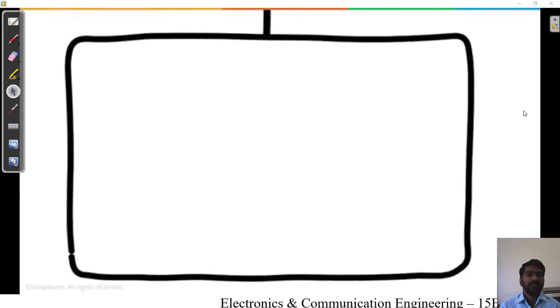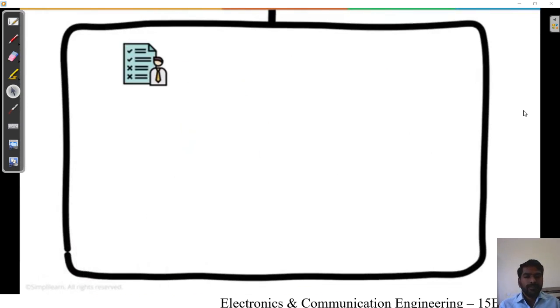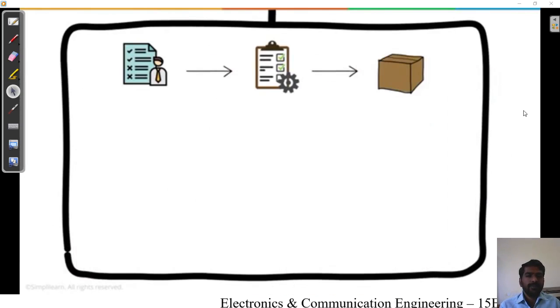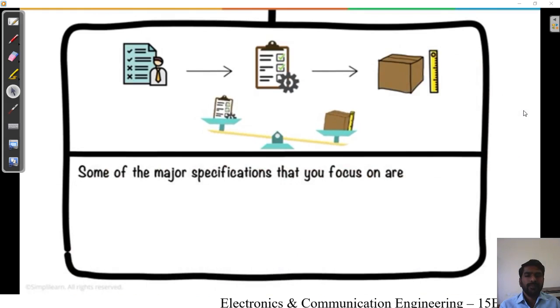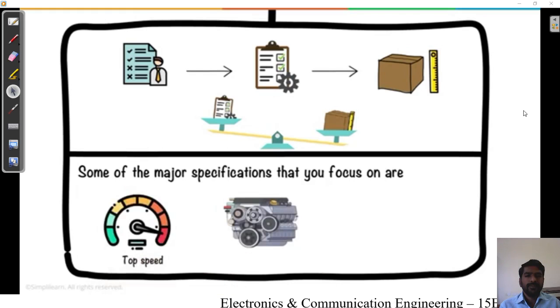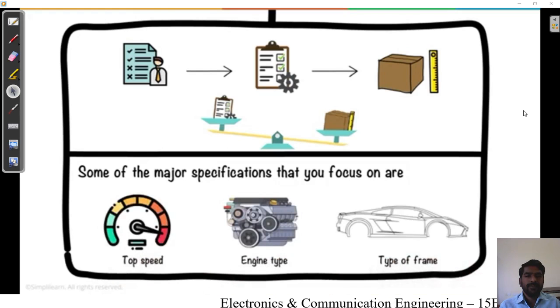Then, in the measure phase, you use the customer's requirements to create a specification. This specification helps define the product in a measurable method, so that data can be collected and compared with specific requirements. Some of the major specifications that you focus on are the top speed, engine type, and type of frame.